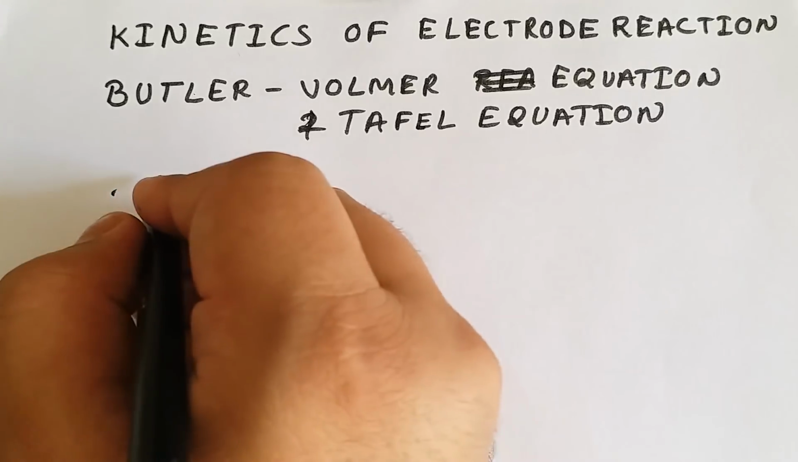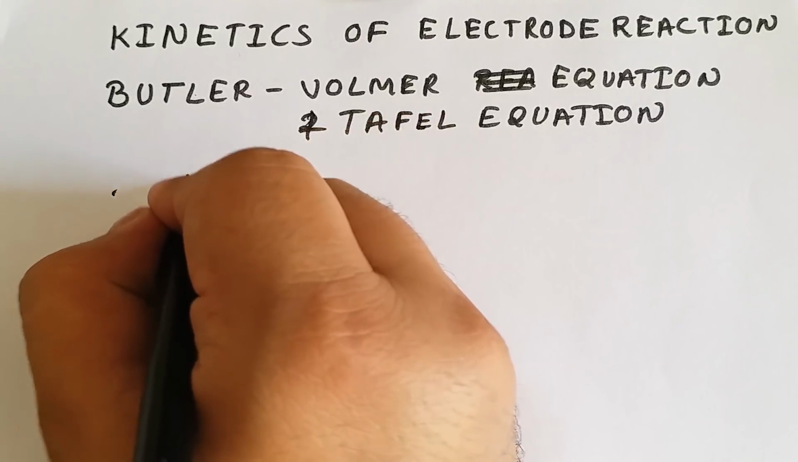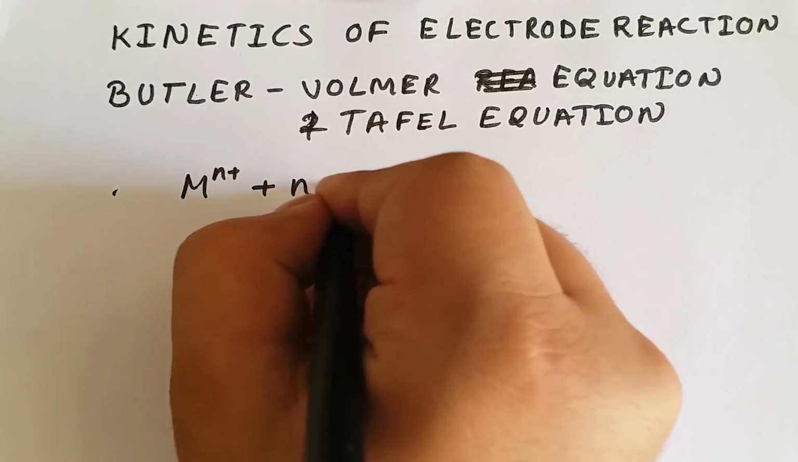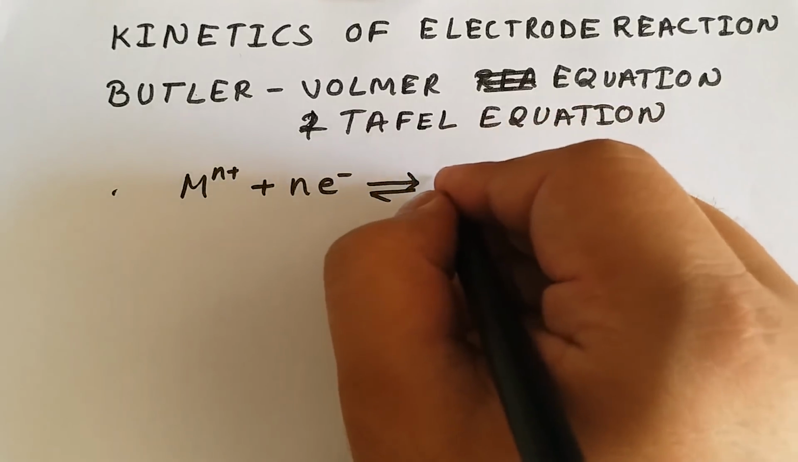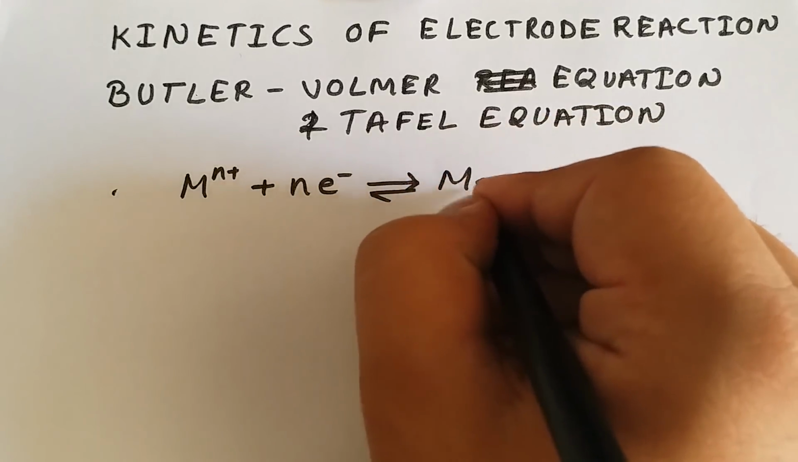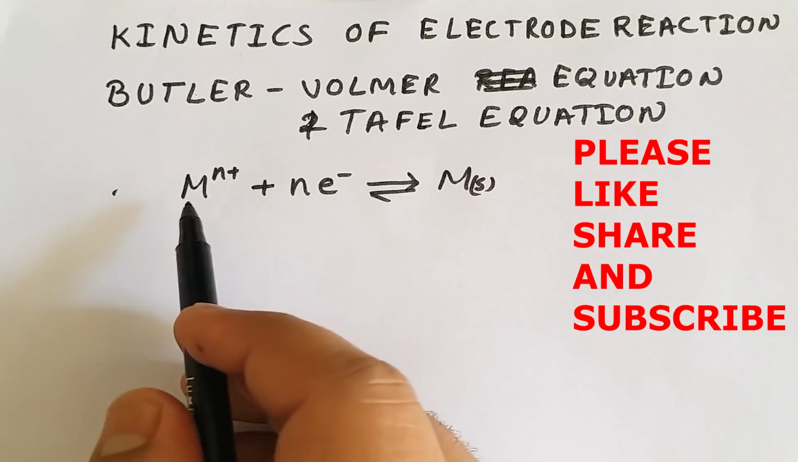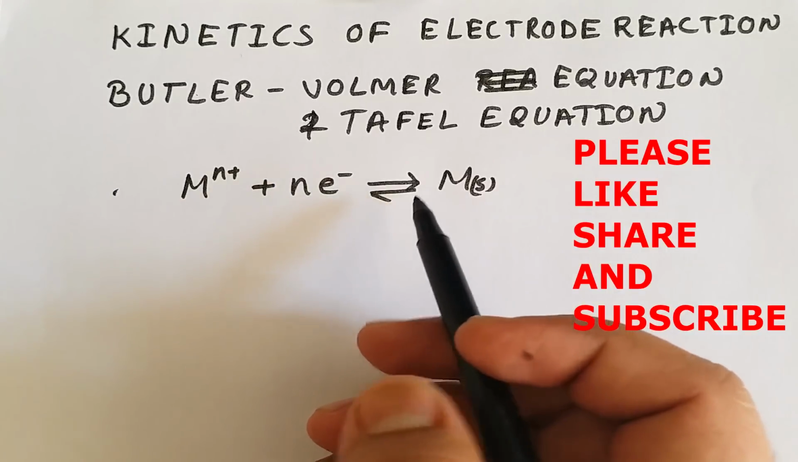Again, we consider a general example of conversion of a metal ion, that is M^n+, which will take up n electrons and be converted into the solid metal. So suppose this is the general reaction that we are looking at, where M^n+ is our metal ion and it takes n electrons and is converted into our solid metal.